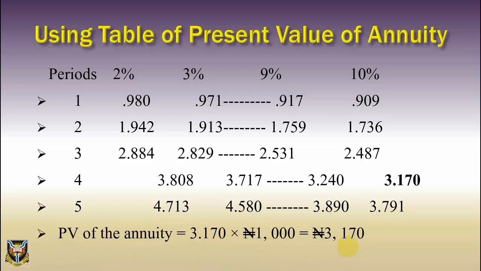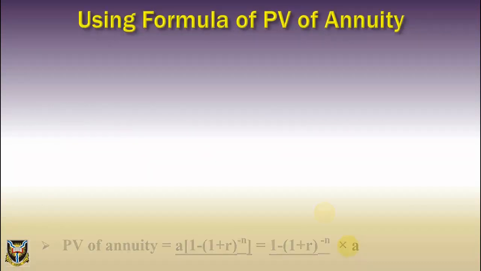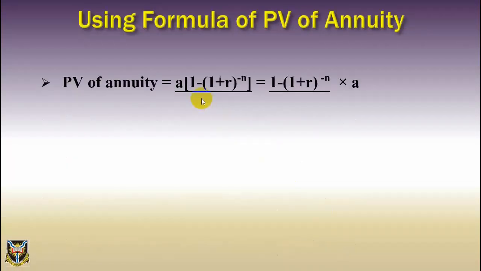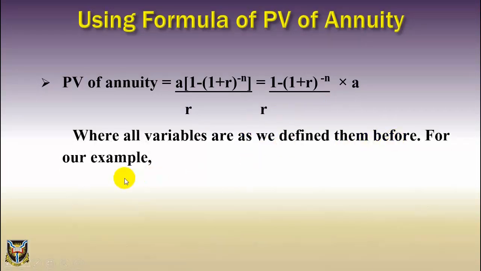M. Using formula of PV of annuity. PV of annuity is equal to A times (1 minus (1 plus R) raised to power minus N) over R, which is equal to (1 minus (1 plus R) raised to power minus N) over R times A, where all variables are as we defined them before for our example.